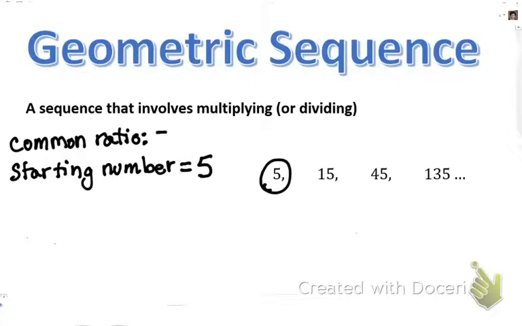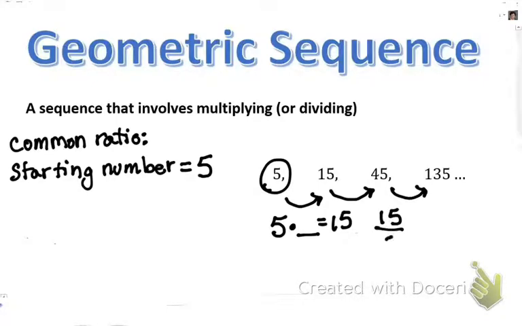That's 5. To find the common ratio, we need to figure out what we multiply to get from one number to the other. So it's going to have a common ratio between these. And to find the common ratio, you ask yourself, well, 5 times what equals 15? And to find a missing part of multiplication, you divide. So 15 divided by 5 is our common ratio, which is 3.